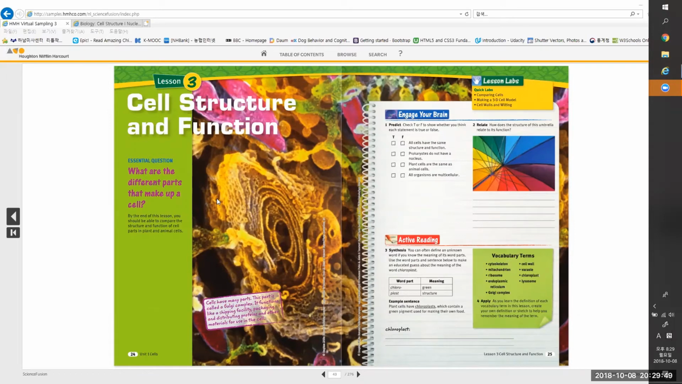Today we will do lesson 3 about cell structures and functions. Today's essential question is, what are the different parts that make up a cell? I'll write that down.